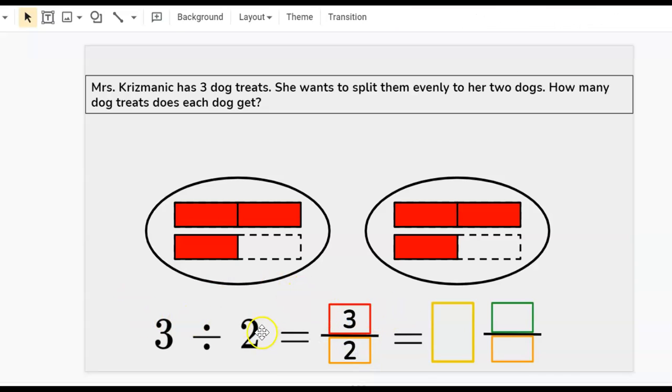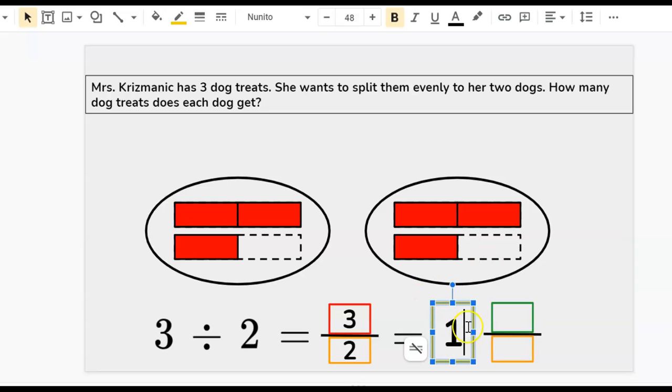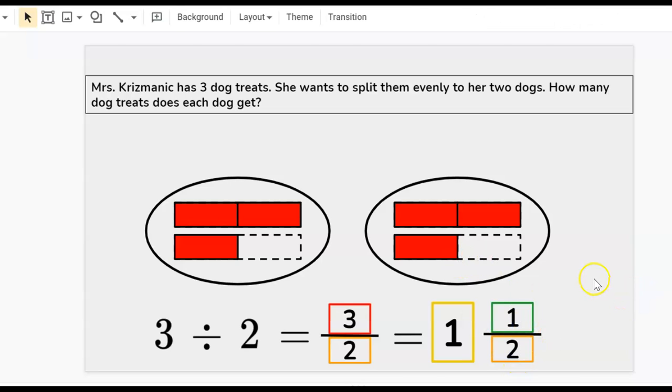The first number is our numerator, the second number is our denominator. But that's an improper fraction. So I can see right here, each dog got 1 whole treat, and then they had 1 piece out of the 2 that it was split into, 1 and 1/2.